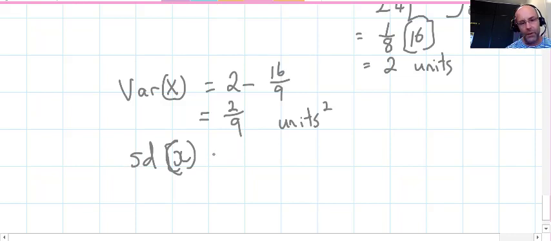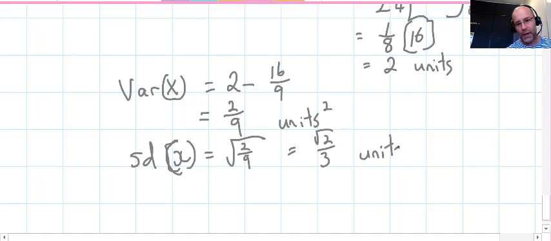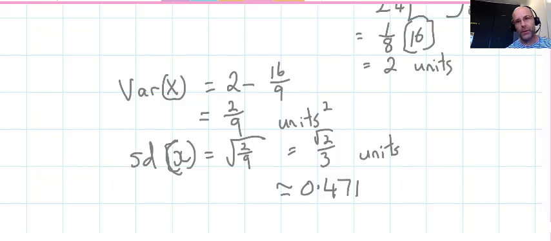And so that's the square root of 2/9, which is root 2 over 3, and it's back to the original units. If you're a nervous type, you might need it in decimal, so you can sleep at night. But that's it.